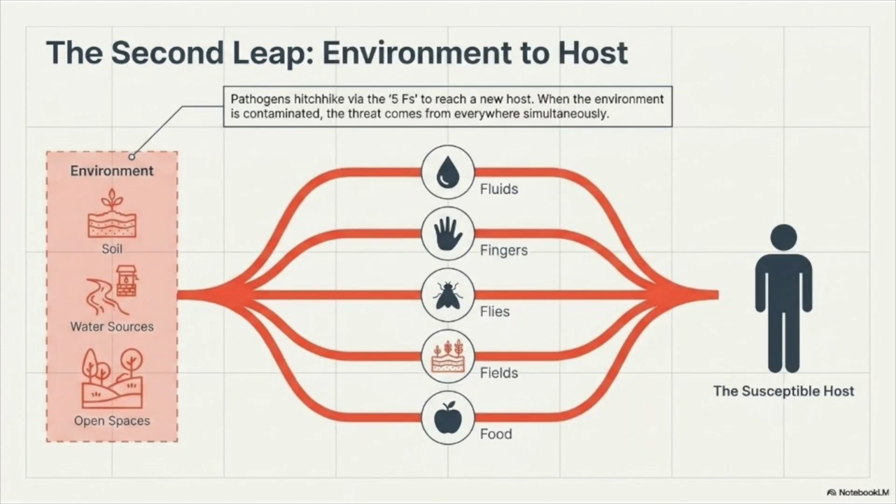Now let us look at the second leap, which is from environment to host. Pathogens hitchhike via what we call the 5 Fs to reach a new host. These 5 Fs are fluids, fingers, flies, fields, and food. When the environment is contaminated, the threat comes from everywhere simultaneously, making the susceptible host vulnerable from multiple directions.